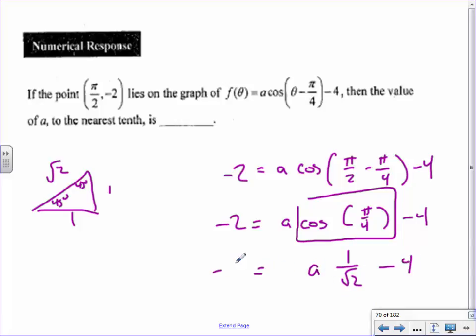Most kids, once they get to this spot, freak out over, well, how do I deal with cosine of pi over 4? But isn't pi over 4 this 45-degree triangle right here? Which we hopefully remember is the 1, 1, root 2 triangle. Well, if this is your angle right here, cosine is the adjacent over the hypotenuse. So rather than write cosine of pi over 4, which freaks kids out, just replace this whole thing with 1 over root 2.